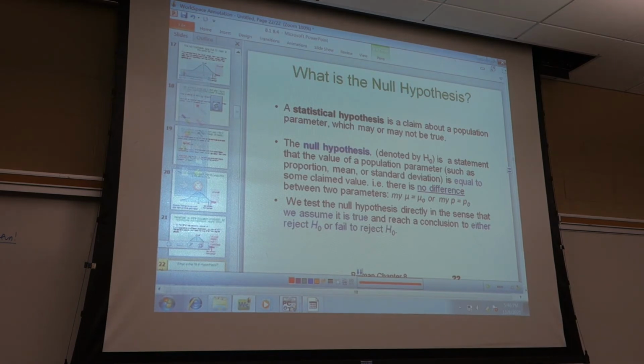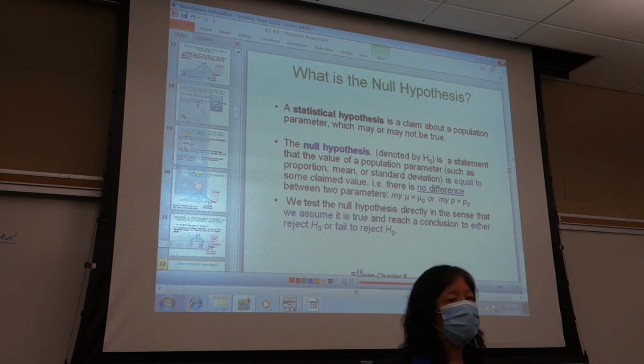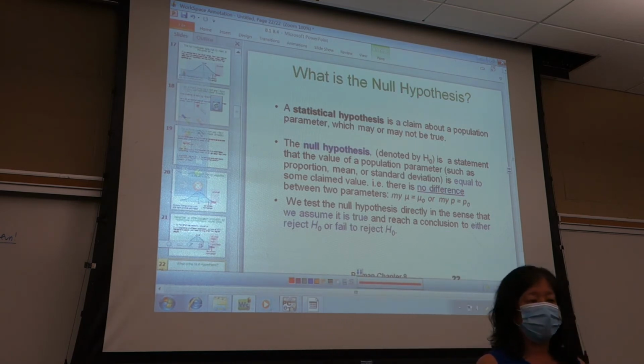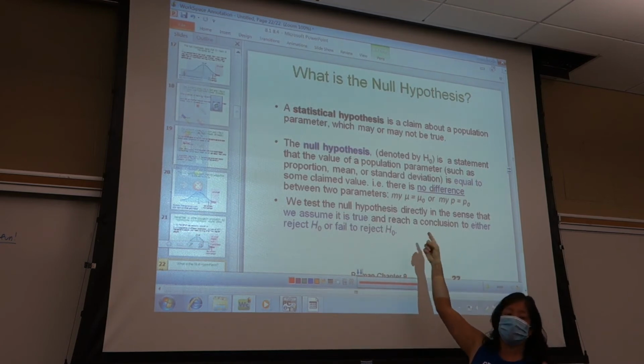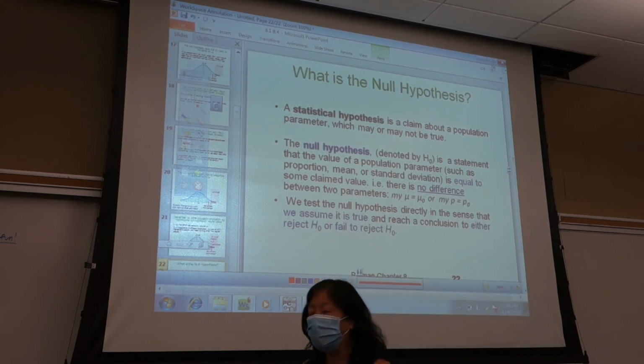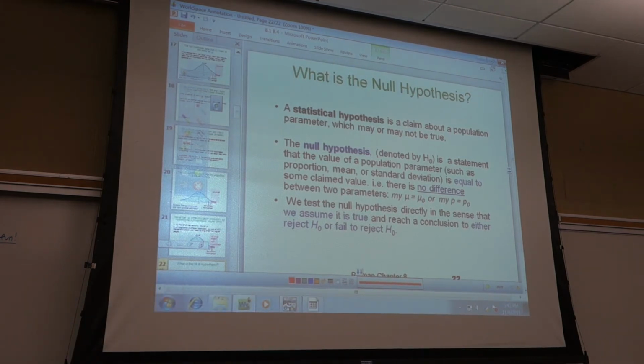It's in there a couple of spots. So the null hypothesis says that there is no difference. Null means zero. Zero difference between two parameters. So if there is no difference between your scores and your friend's scores on the exam, that means your scores are the same. They're equal. So the null hypothesis says that there's no difference between two things. In other words, they're equal. The null hypothesis is always, always, always equal.